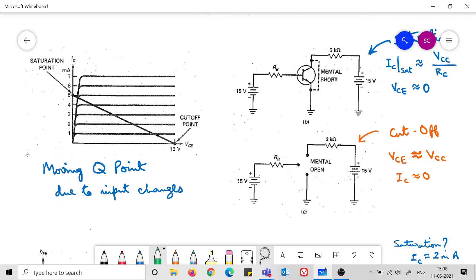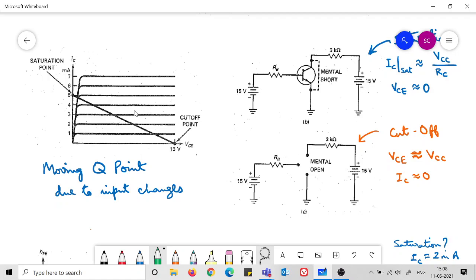Now the network will impose a load line on top of it, and the intersection of the load line and the collector characteristics will give you the Q point.